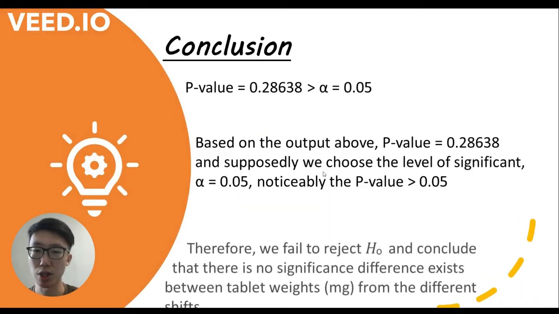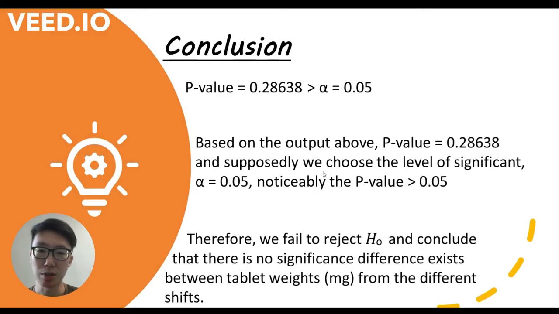So, in conclusion, based on our output, p-value is equal to 0.28638, which is greater than 0.05. Therefore, H0 will fail to reject. We can conclude that there is no significant difference between tablet weight from the different shifts.